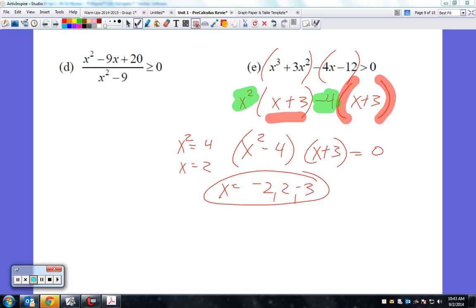And the big thing that you should see is it has 3 answers because it's a third degree polynomial. Okay, 2 changes of direction, 3 answers. That should help you out.